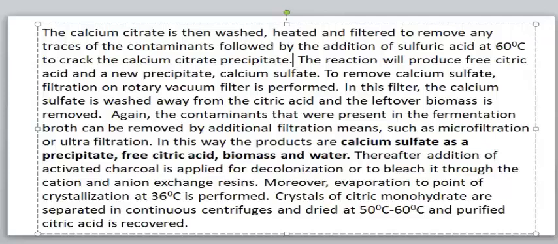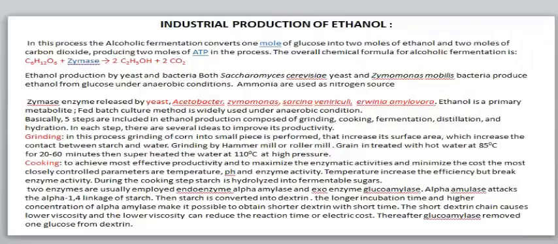As we know, ethanol production is a very old technique. The enzyme released by the yeast is the most important enzyme for the production of ethanol. Another strain is Zymomonas mobilis, which is also used during the fermentation process.